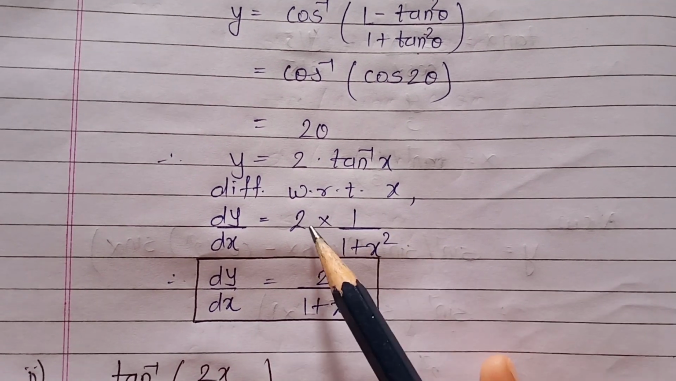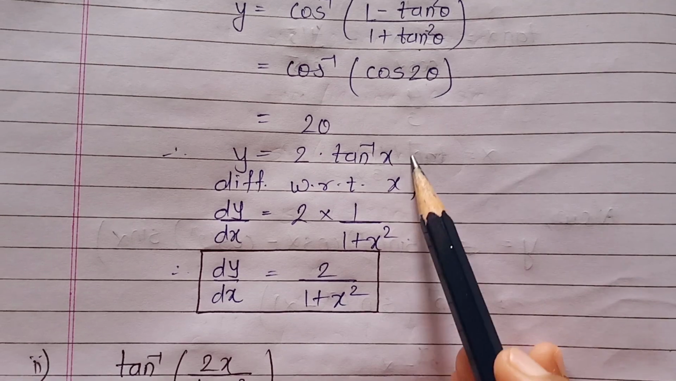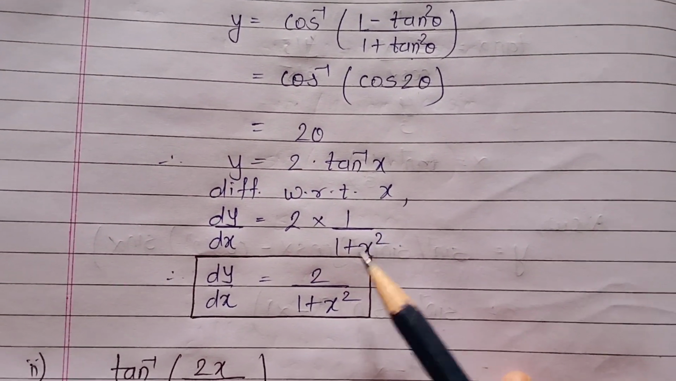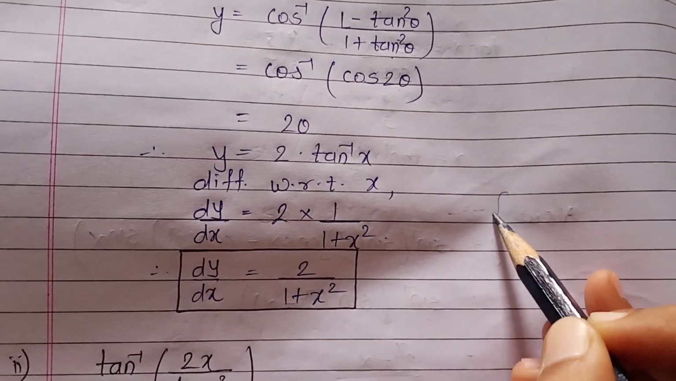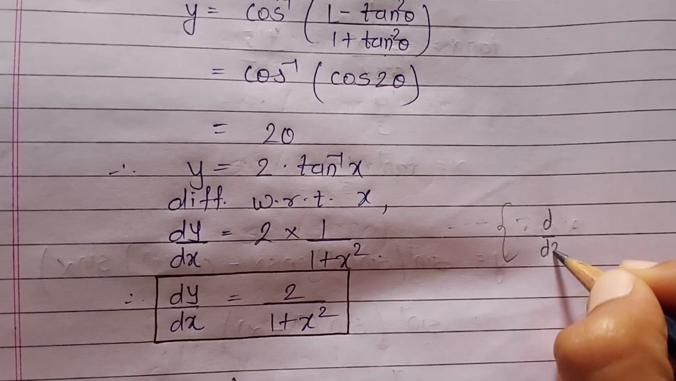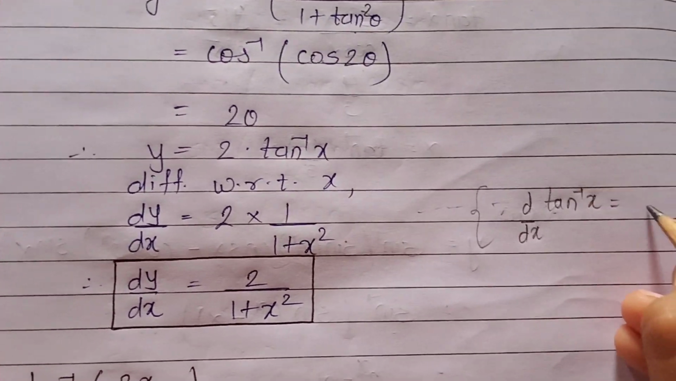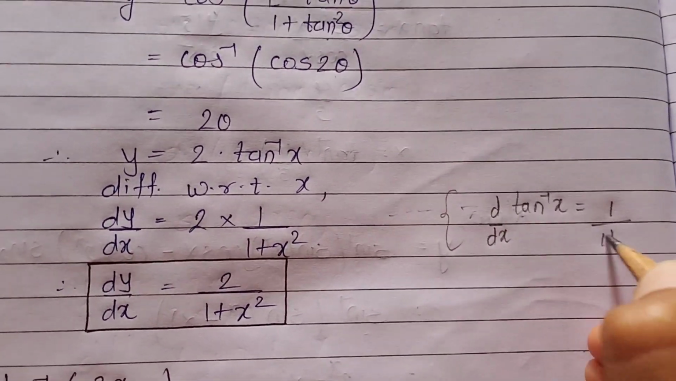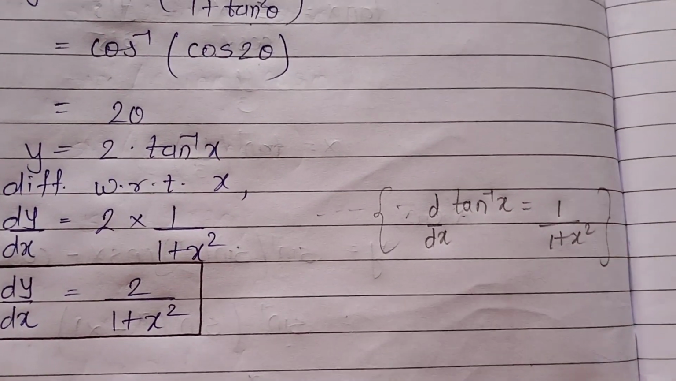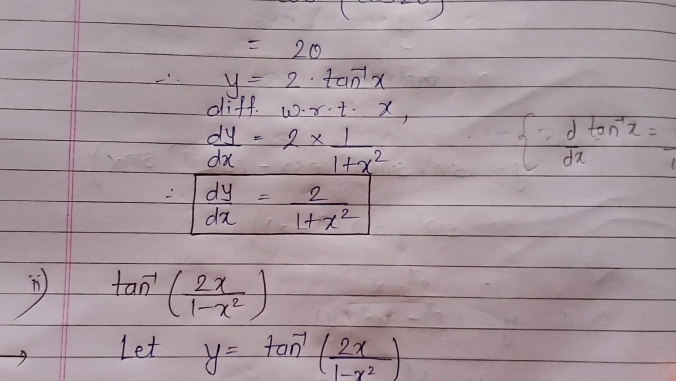Differentiate this with respect to x. 2 is a constant in multiplication, and then take the derivative of tan inverse x. Everyone knows this. What is the derivative of tan inverse x? It is 1 upon 1 plus x square. If you want, you can write it, since the derivative of tan inverse x is equal to 1 upon 1 plus x square. Okay. So the final answer is 2 upon 1 plus x square.